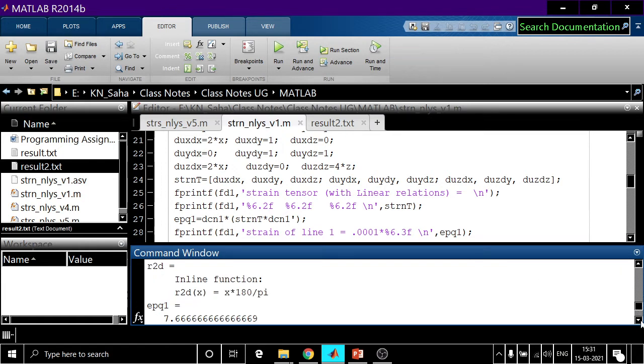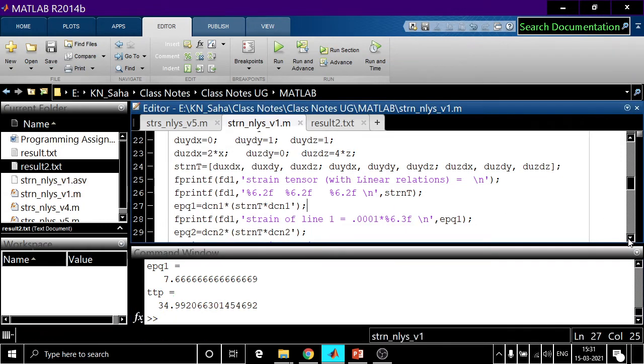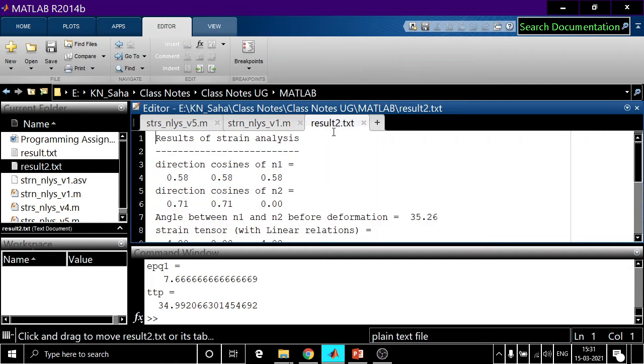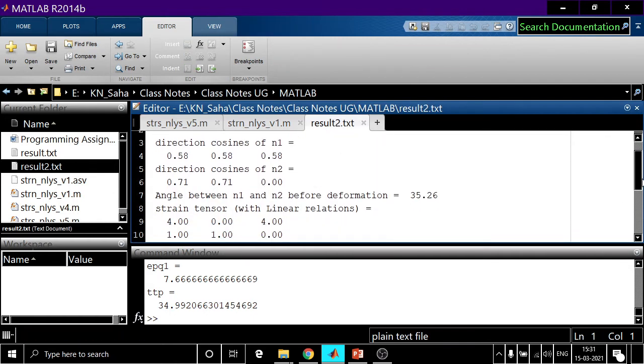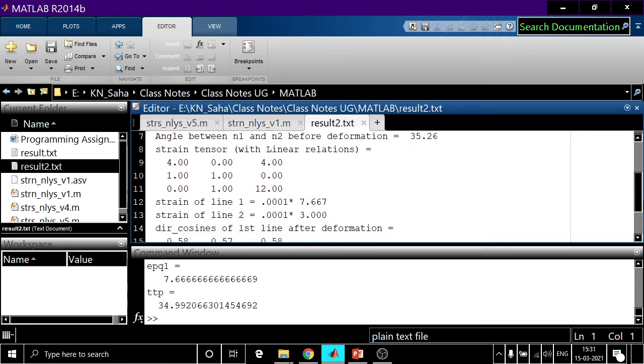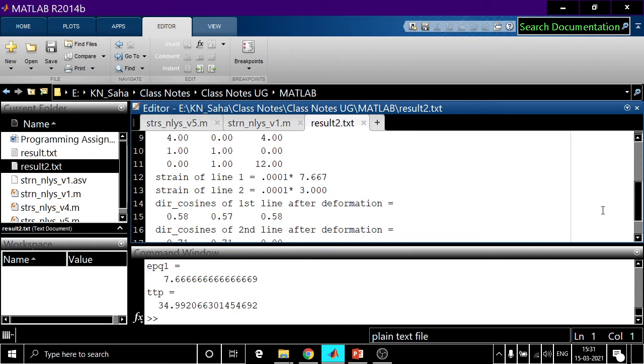Now what next? Similarly, we can also calculate epsilon pq for line 2. We had another direction cosine vector for the second line, so the same thing is done here. These results are also written in the result output file. So that is what I can see here: the strain tensor, strain of line 1, and strain of line 2, although there would be some error in these values.